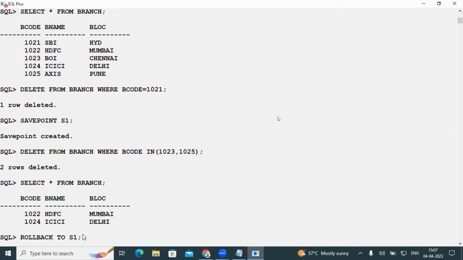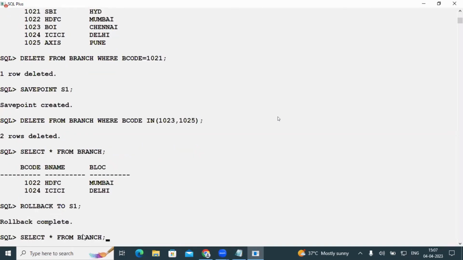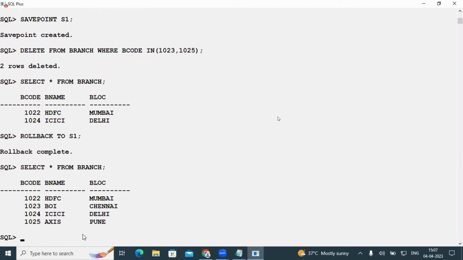Now we can see S1. Then you got it done: 1023 and 1025. These two rows I kept into my S1. The two rows came back, and 1021 did not come. Where is 1021? In the instance.